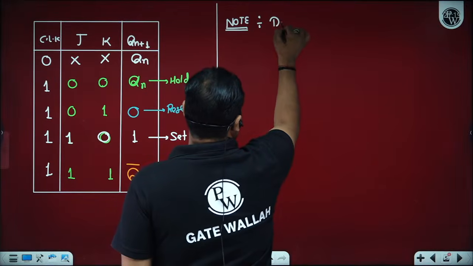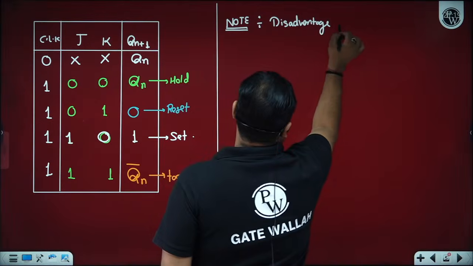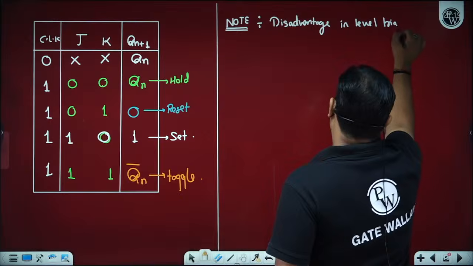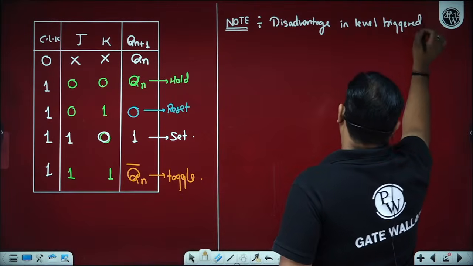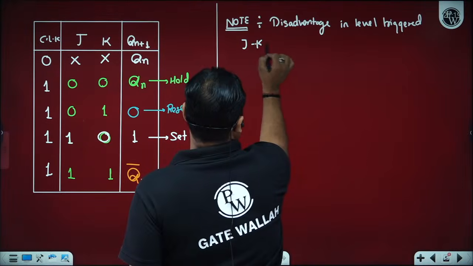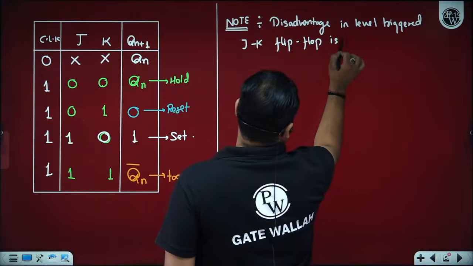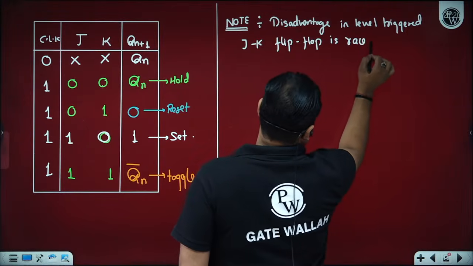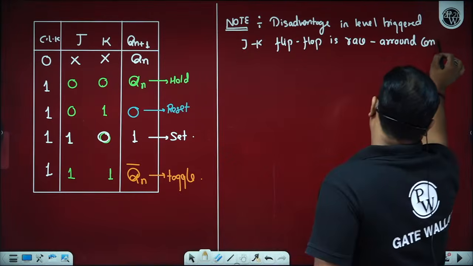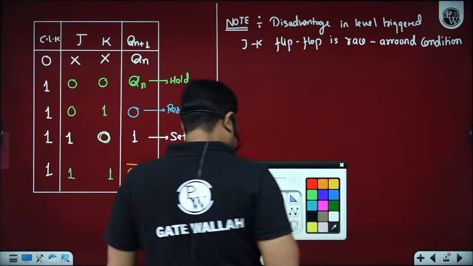You can say, sir, the disadvantage in level triggered JK flip-flop is race around condition. Now let's talk about the race around condition a little bit.